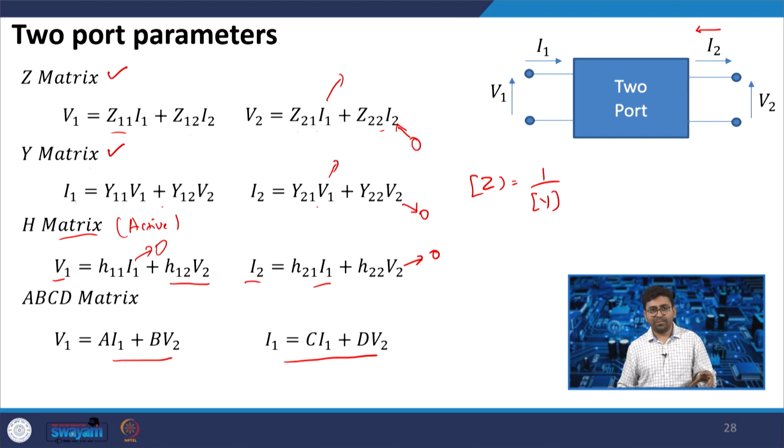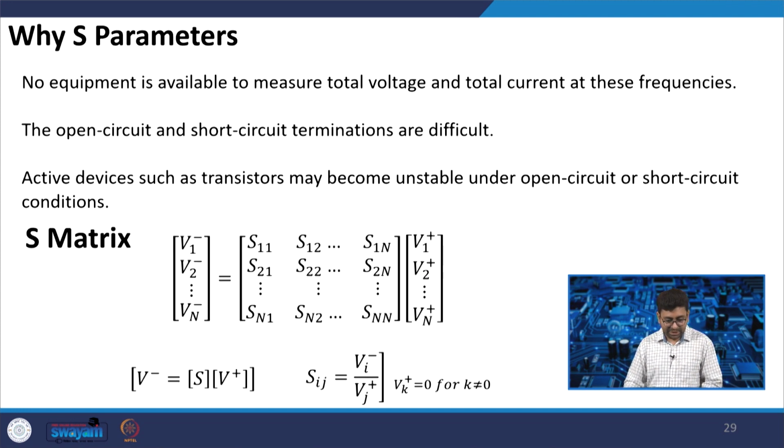So, these are the 4 parameters you already studied and are using, but for RF transceiver design there is a special parameter, the S parameter, that we need to consider. Why S parameters? Everyone will wonder, we already have so many parameters, why is it important to consider the S parameter?